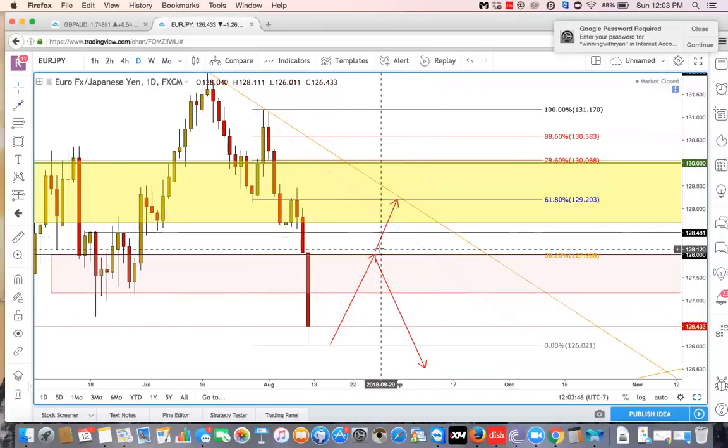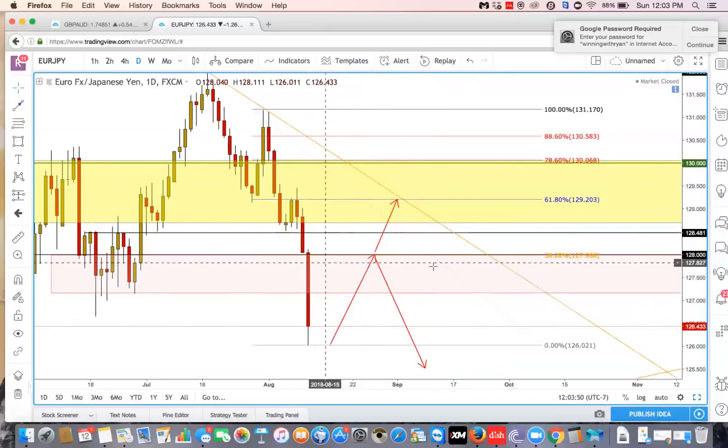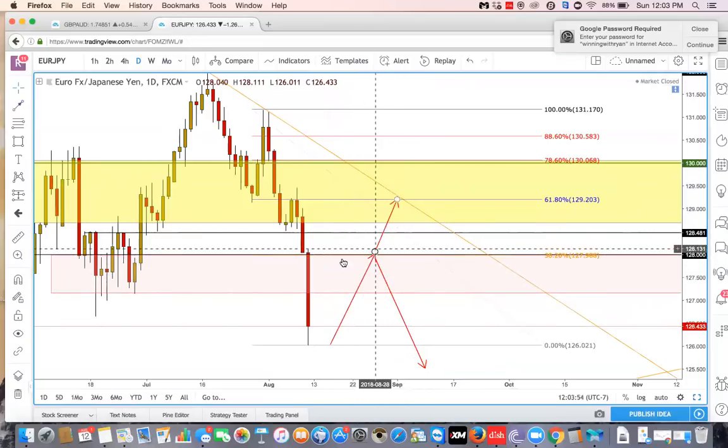So for me, I like to wait for either a few 4-hour candles to close or wait for that daily confirmation candle to close. And your daily candles close every day at 2 p.m. Pacific time, 5 p.m. Eastern Standard Time. So just keep in mind for that. But yeah, those are my thoughts on these pairs right now.